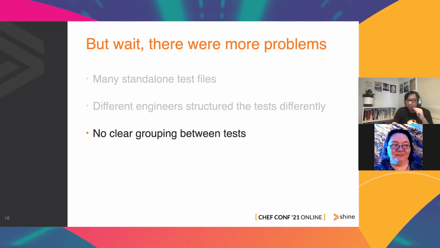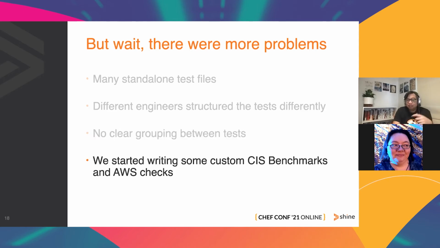And not only that, because some of the engineers also started working on requirements for the organizational compliance, without realizing, we actually started writing some custom CIS benchmarks and AWS checking. So we used AWS SDK and actually implemented the AWS resource checking one by one. Not all of them, it was a small number, but it was beginning to be obvious to us that there's got to be a better way to do this.